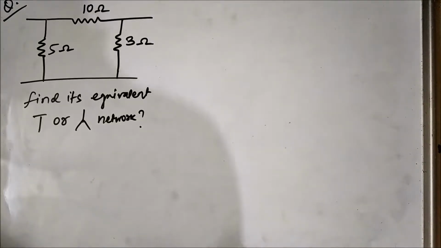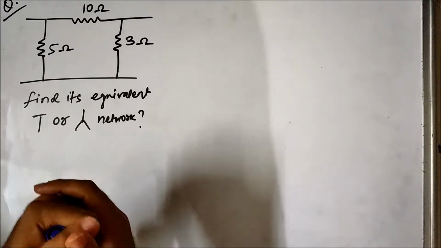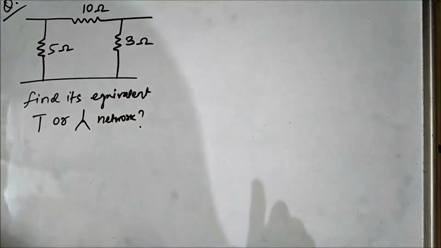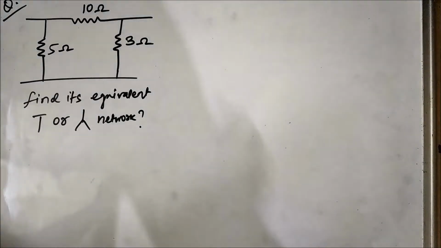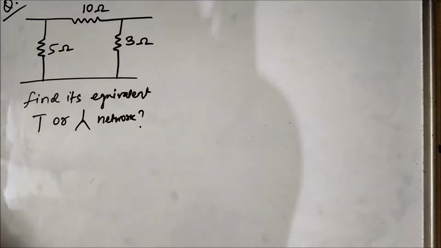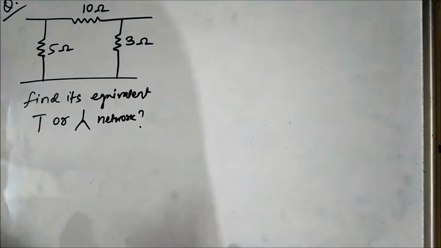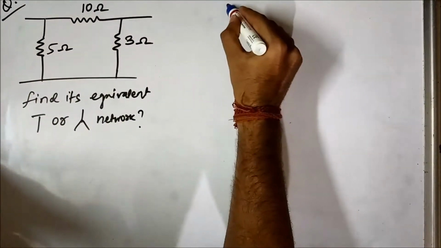Now in today's video we are going to solve some numerical problems on star to delta and delta to star transformation. So we are taking the first question, which is a simple one. We have been given a pi network or a delta network, and we have to find its equivalent star or T-shaped network. I have already told you in my video on the concepts of star delta transformation that the pi network and the delta network mean the same. So this network can be redrawn as this.